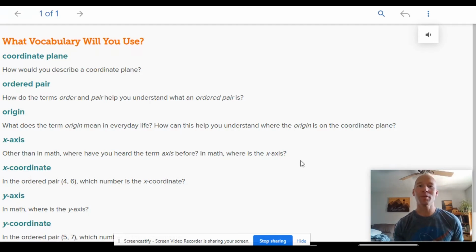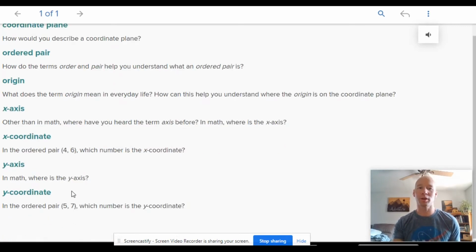X-axis. Have you ever heard the term axis before? In math, the x-axis is the horizontal plane. The flat one is the horizontal plane, is the x-axis. X-coordinate. In the ordered pair 4, 6, which number is the x-coordinate? That's right, the 4 is the x-coordinate. The first one is always the x-coordinate.